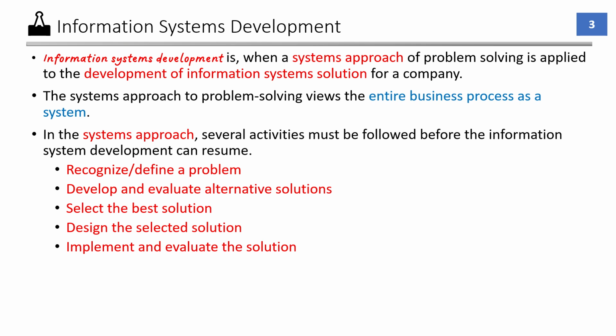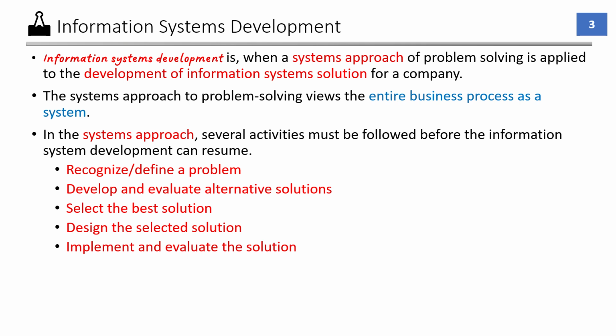Information systems development refers to the process of building an information system to solve a business problem using a systems approach. The systems approach looks at the entire business process as one complete system rather than focusing on only one part. This helps ensure that the solution fits the organization's overall needs.